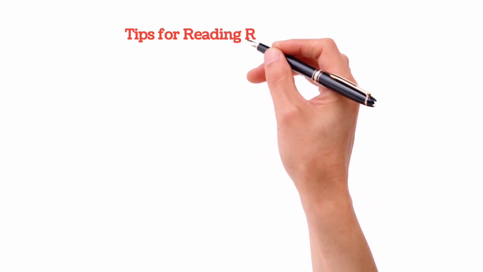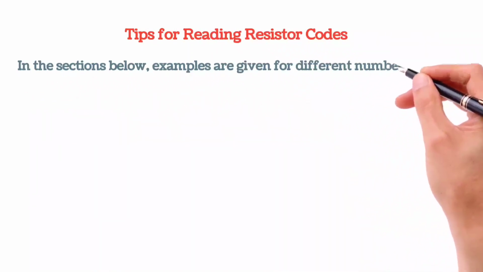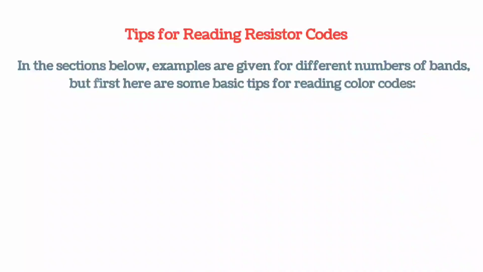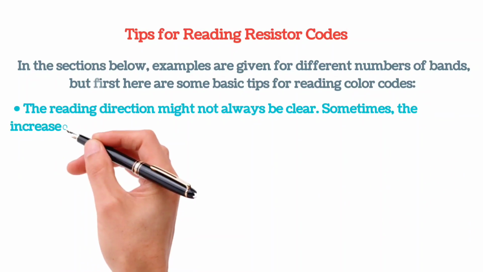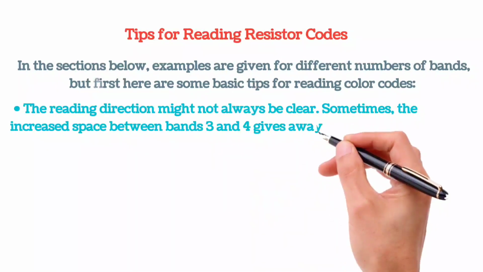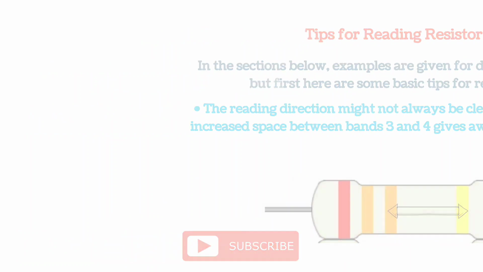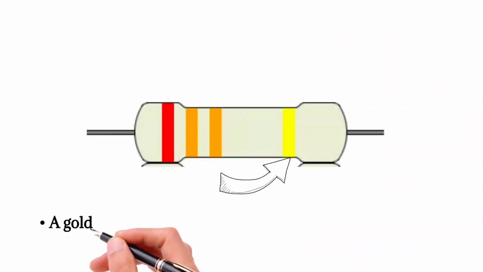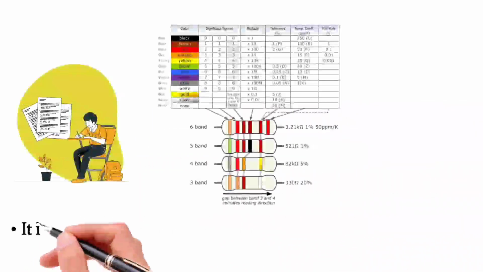In the sections below, examples are given for different numbers of bands, but first here are some basic tips for reading color codes. The reading direction might not always be clear. Sometimes the increased space between bands 3 and 4 gives away the reading direction. The first band is usually the closest to a lead. A gold or silver band, the tolerance, is always the last band.